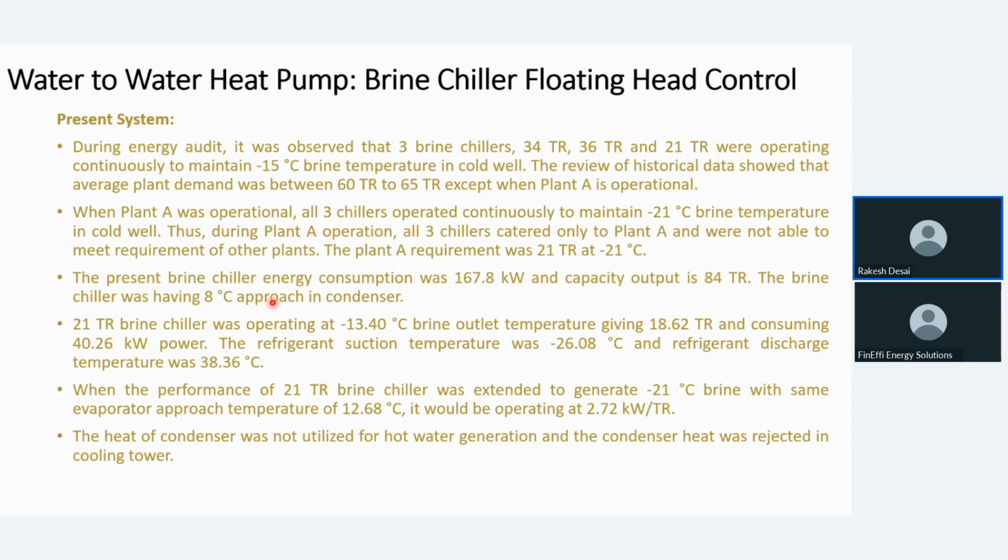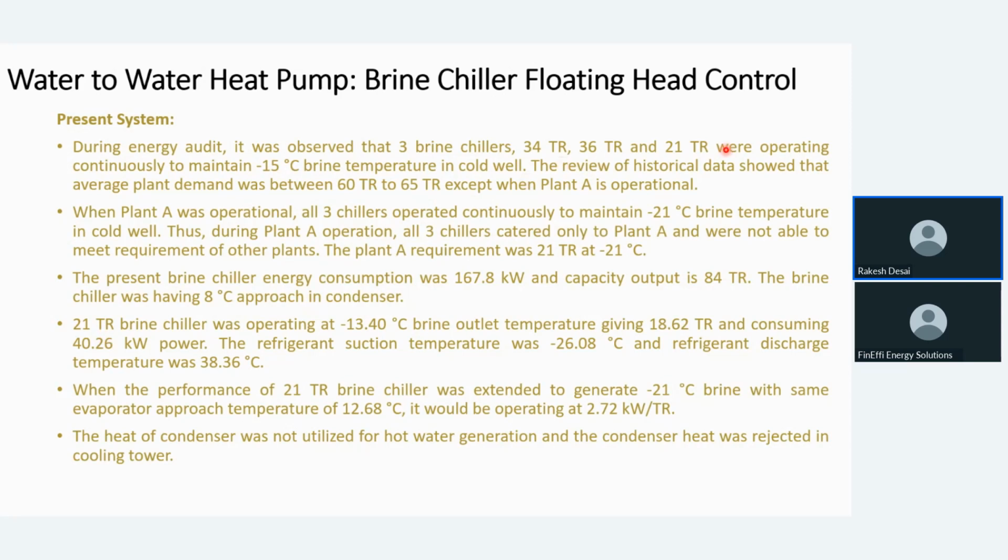The present brine chiller energy consumption was 167.8 kW and capacity output was 84 TR. So again, against 60 to 65 TR, it was giving an output of 84 TR, so it was also operating in load-unload position. The brine chiller was having an 8 degrees centigrade approach in the condenser. Generally, condenser approach is around 5 degrees centigrade. Here we saw that the temperature approach is 8 degrees centigrade.